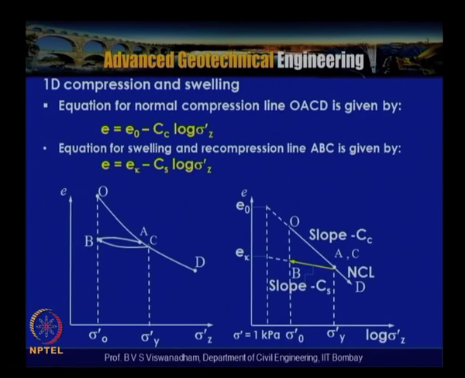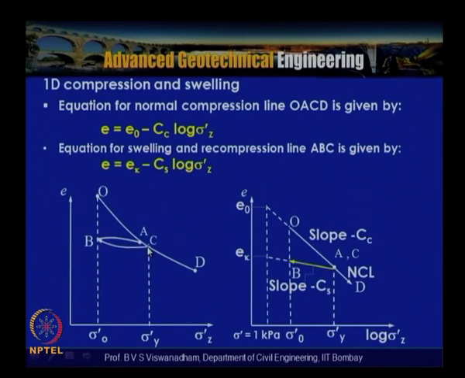Now this is further indicated, where the equation for the normal compression line OACD is given by e = e naught minus Cc log sigma dash z. So here you can see e versus sigma dash z for the consolidation compression, and this is for one-dimensional compression and swelling. At O it is subjected to an effective overburden pressure of sigma naught dash, and at point C it has been subjected to sigma dash y, which is called the yield stress, and D is where the load was terminated.